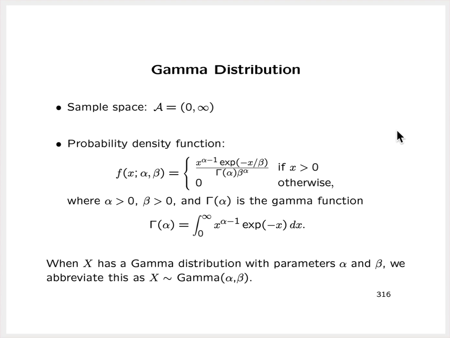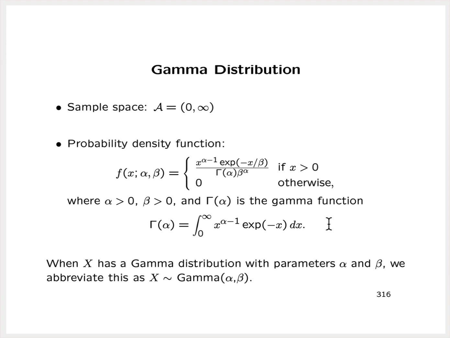Now, the PDF, the probability density function of the general gamma distribution, is given in the middle of slide 316, and you can see that there are two parameters associated with this distribution, denoted alpha and beta, where both alpha and beta have to be positive. And in the denominator of the PDF, there is a strange-looking symbol, the uppercase Greek letter gamma, and this represents the gamma function, which we're going to look at in a fair amount of detail in the next several slides.